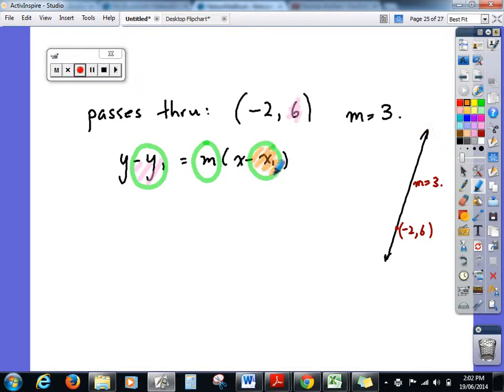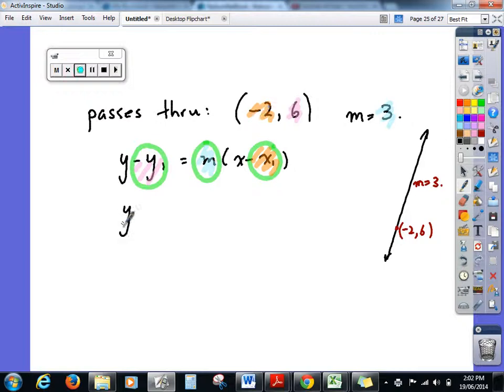This one here is the -2, and the gradient, as we know here, is given to us as 3. So all we've got to do is place those numbers in very carefully, and in this case, please remember that it's always subtracting y minus and x minus here, so any negatives that we find will become a minus minus, which will become a plus.